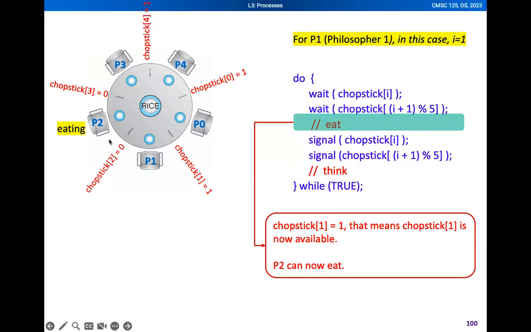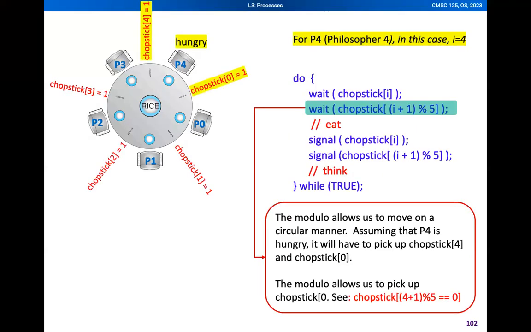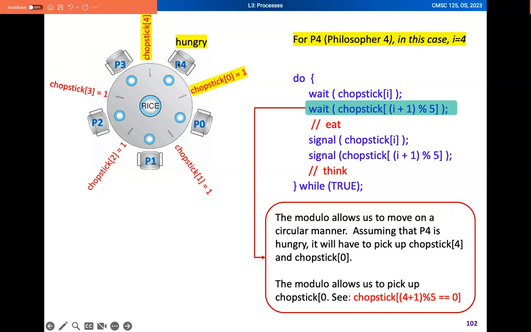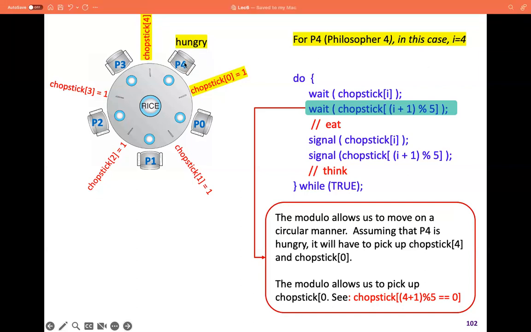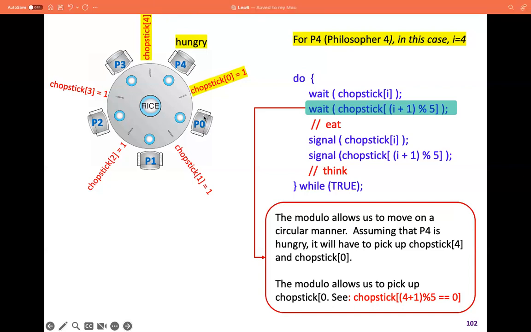Okay. And now, why do we need the modulo again? Assuming that we have philosopher 4, and philosopher 4 is hungry. Of course, since P4 is hungry, it needs the chopstick of 4 and the chopstick next to it. In this case, P4 is seated next to P0 since this is in a circular manner. So it needs the chopstick of 4 and the chopstick of 0.